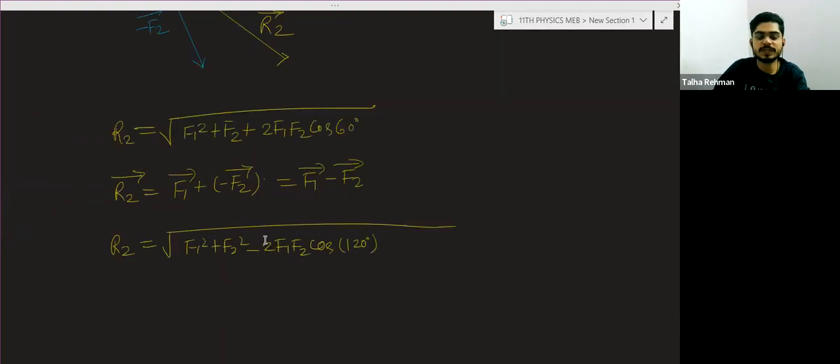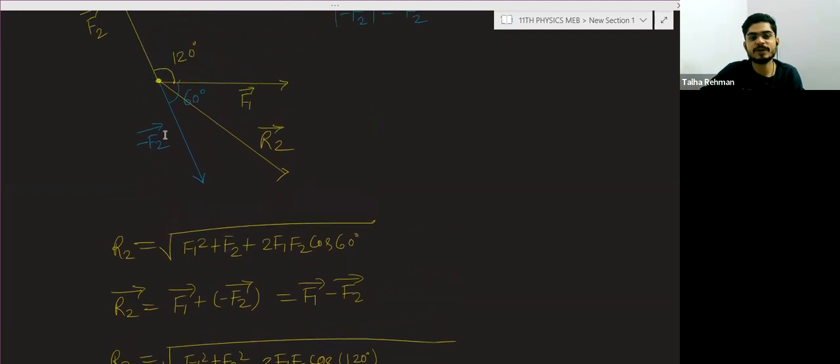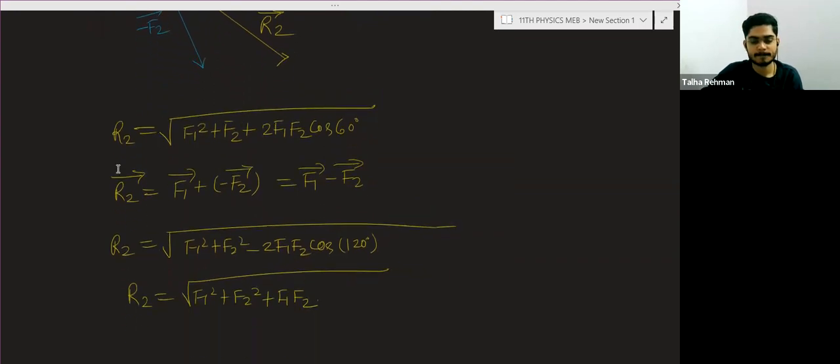So from both the formulas, you will get the same answer. So here R2 will become F1 square plus F2 square, and cos 120 degree will be minus 1 by 2. So minus minus plus, so here you will write plus F1 into F2. Got it? You can use either formula, the subtraction of the vector, or you can simply add F1 plus minus F2. Or do you have any doubt?